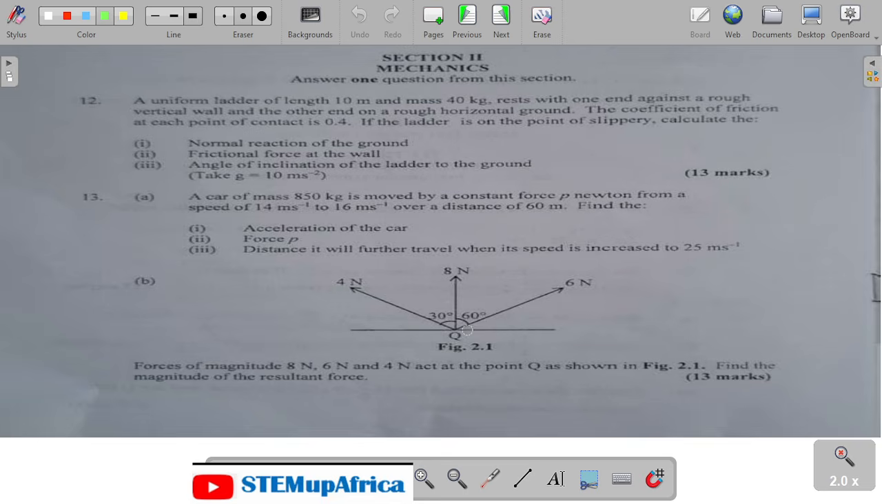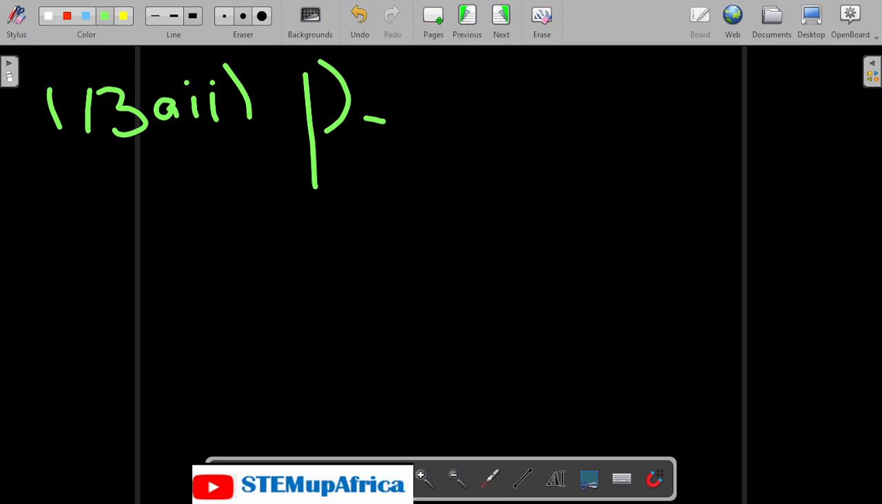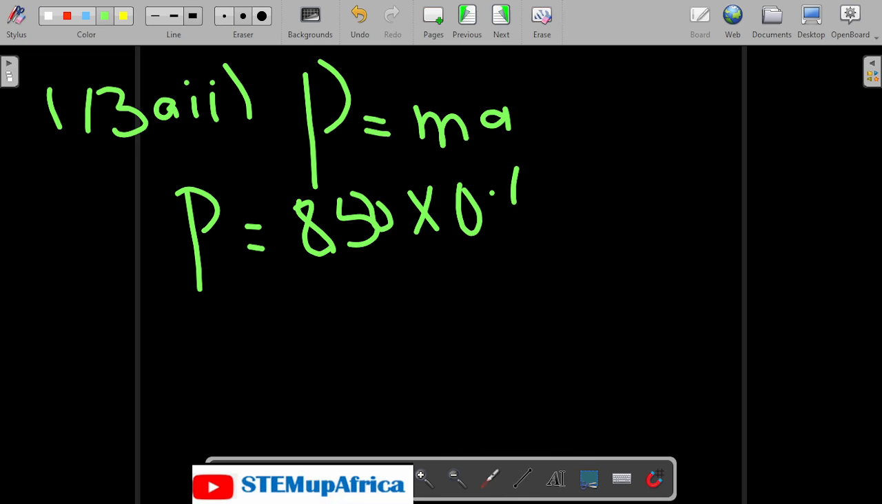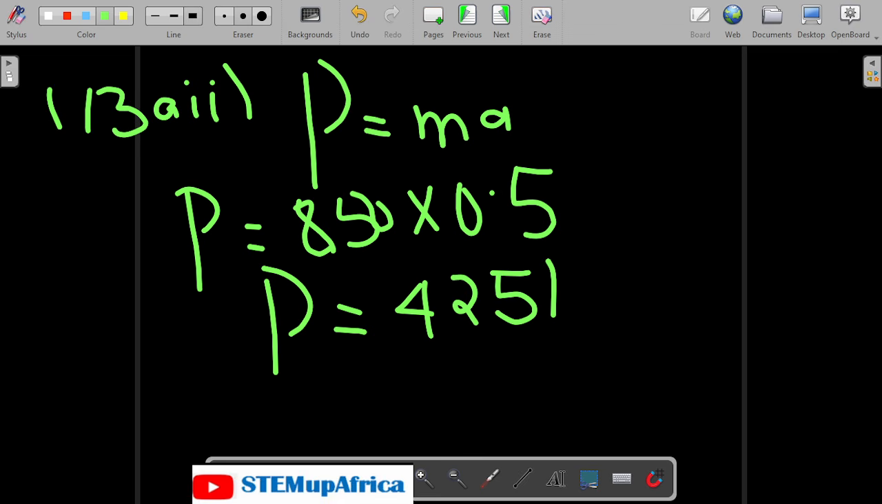Then 2, it says you calculate the force P. 13A Roman figure 2. P, which is the force, is ma. So my P now is simply 850, which is the mass, times 0.5. So our P is 850 times 0.5, that will give us 425 Newton.